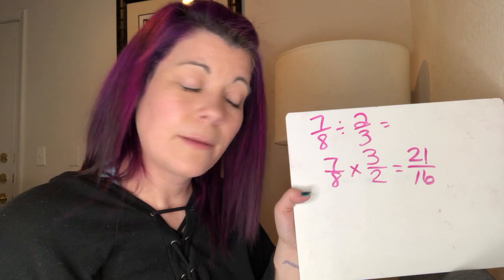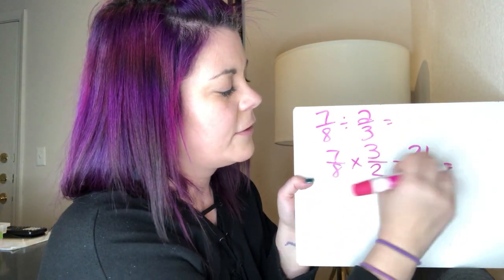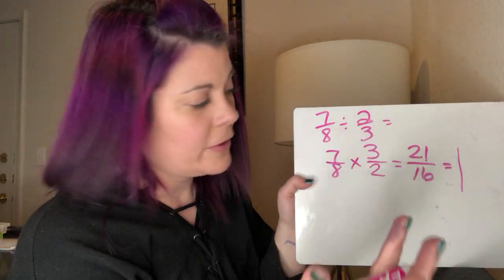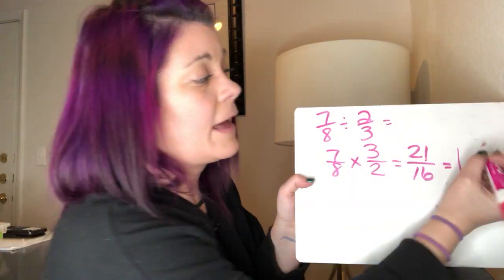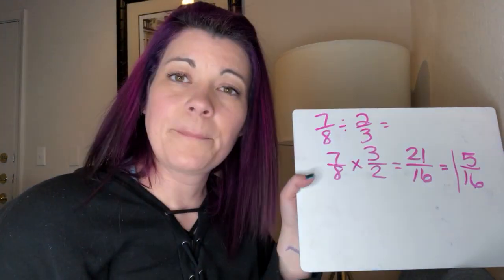But here I have an improper fraction. We want to change to a mixed fraction. 16 goes into 21 one time. And the remainder would be 5. So that's my numerator. And then my denominator stays the same. So that is how you multiply and divide fractions. Not mixed numbers yet. That's how you multiply and divide fractions.